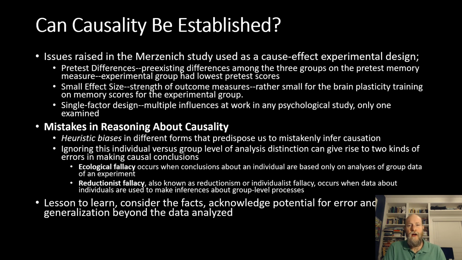It's also a single factor design, which sometimes can be a strength. It's very simple and straightforward. But when you're talking about human cognition, human brain functioning, simple and straightforward is not usually a good approach. So the critics of the Merzenich research basically said there are multiple influences on memory and cognition in particular, beyond just whether or not you've engaged in this type of training, and they only examined one. Really, in any psychological study, this is a potential criticism that you may face. This is why we often want to identify potential confounds and measure them so we can control for their influence.